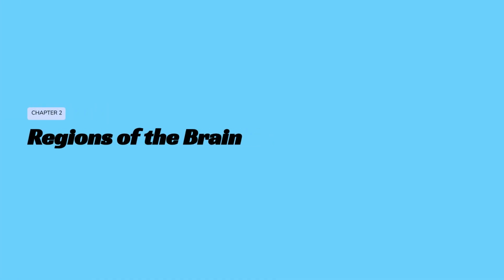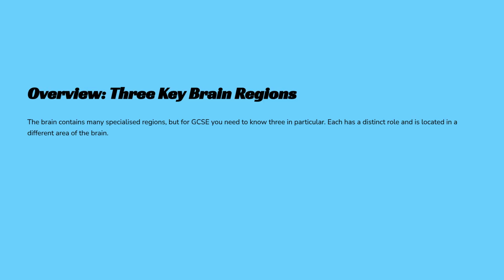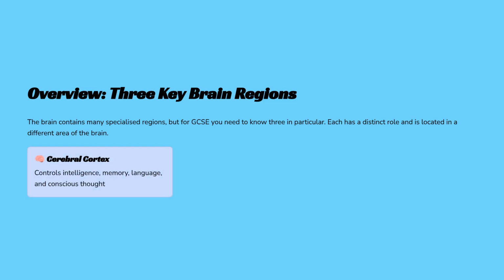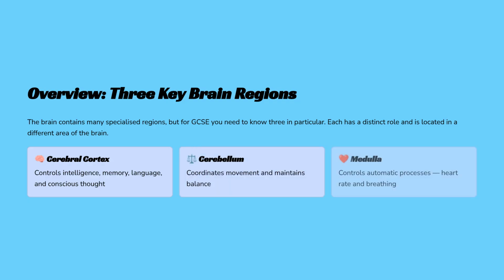Chapter 2 focuses on the regions of the brain. You must know three key areas for your exam and what each controls. The three key brain regions are the cerebral cortex, cerebellum, and medulla. The cerebral cortex controls intelligence and conscious thought. The cerebellum coordinates movement and balance. The medulla manages automatic processes like heart rate and breathing.